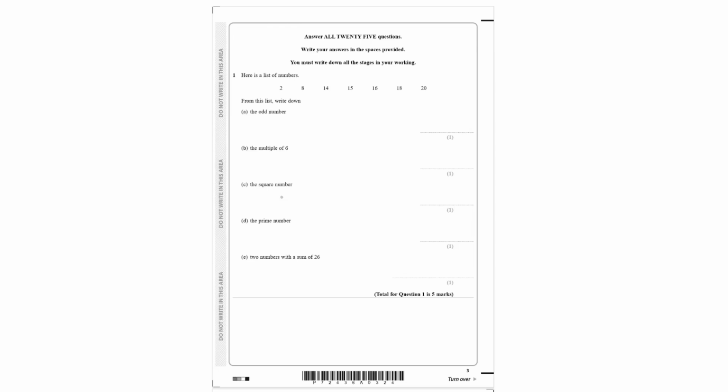Here's a list of numbers. From this list, write down an odd number. So when we divide this by 2, it gives us a decimal. So this gives us 7.5. So that means our answer here is 15.